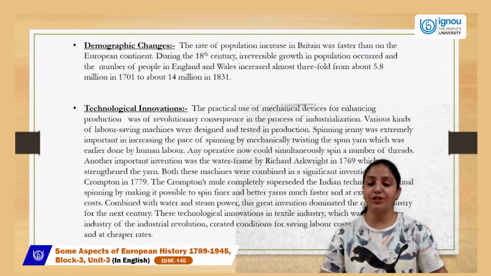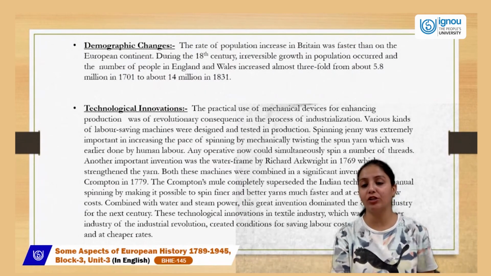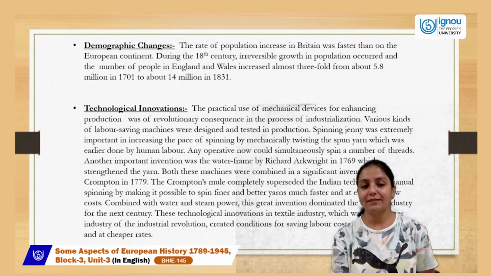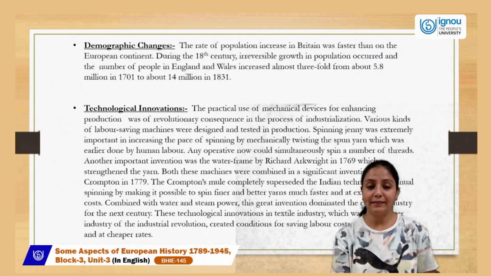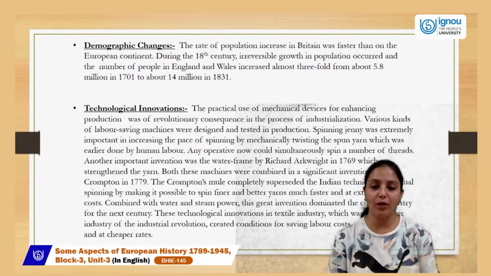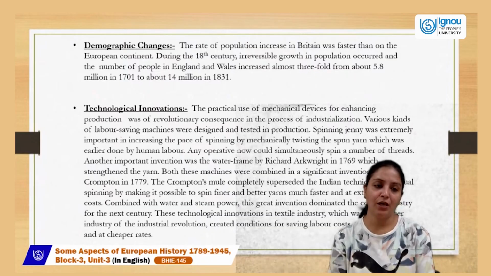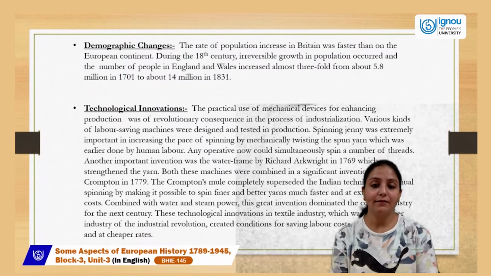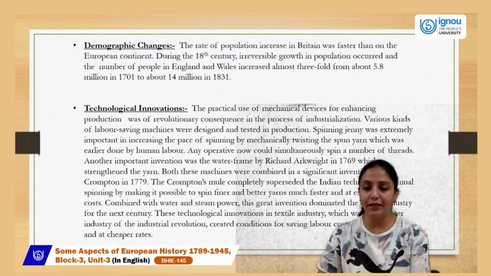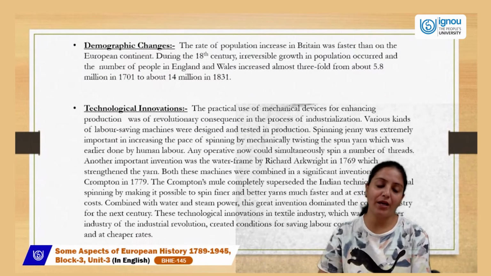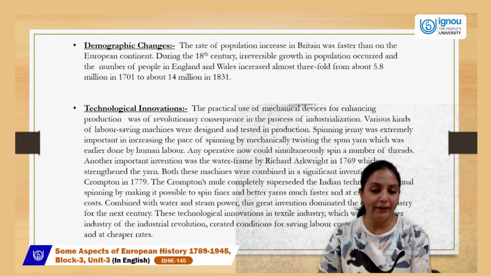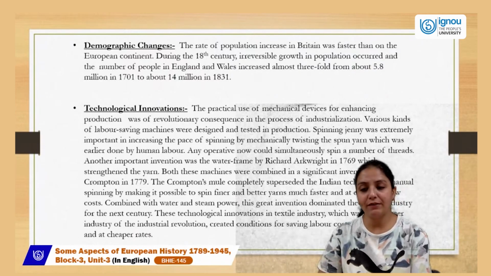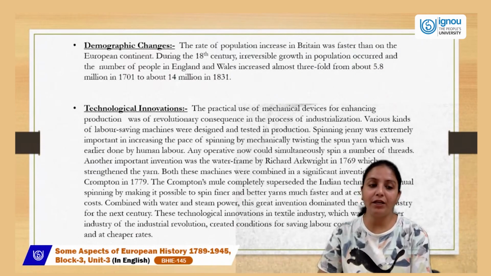Another important invention was the water frame by Richard Arkwright in 1769, which strengthened the yarn. Both these machines were combined in a significant invention by Crompton in 1779. Crompton's mule completely substituted the Indian technique of manual spinning by making it possible to spin finer and better yarn much faster and at extremely low cost.